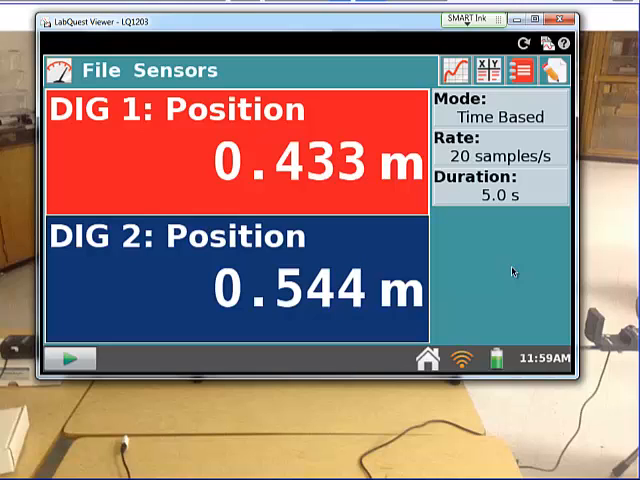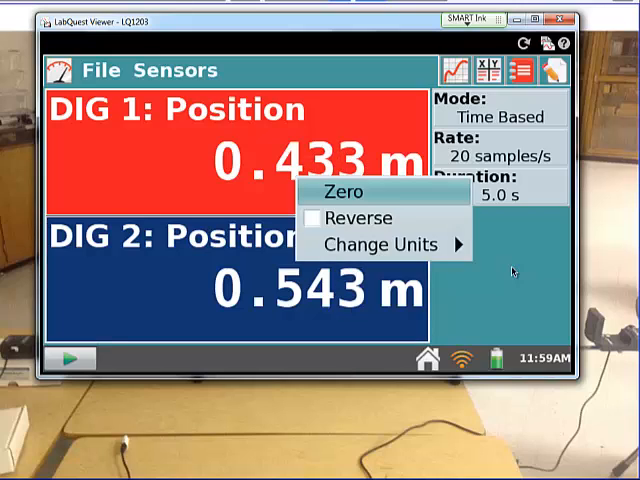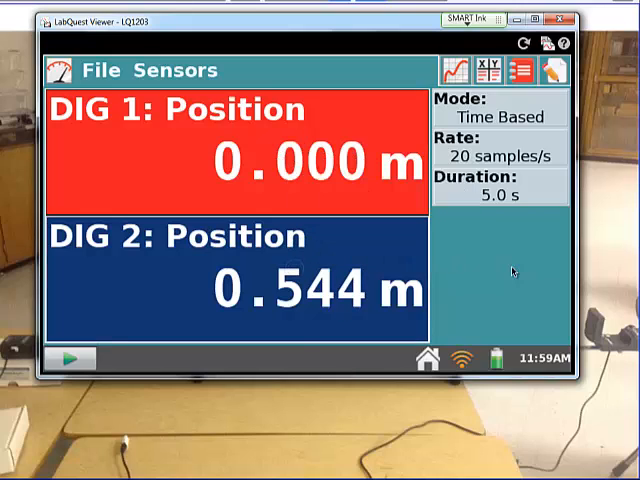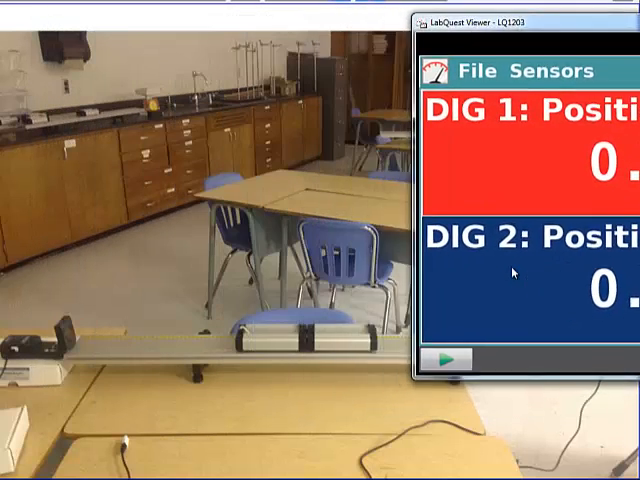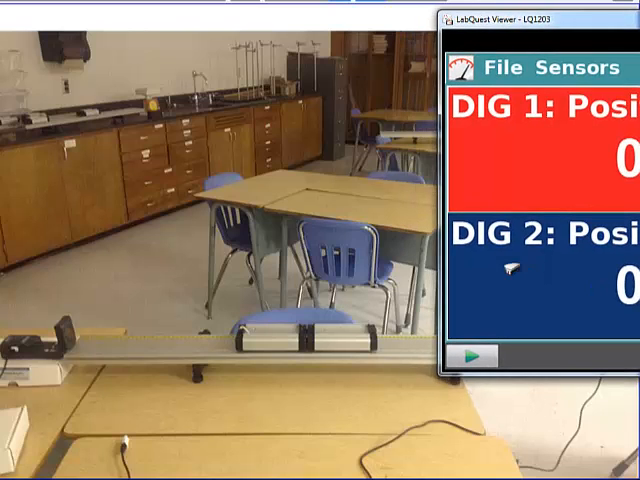Okay, what you need to do, and it doesn't matter which one, for both of these sensors you're going to click on them and choose 0. Click on them, choose 0. Okay, and so what we've just done is we've effectively told the LabQuest that 0 is actually right at the edge of each one of these carts.